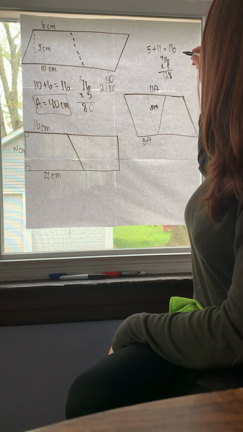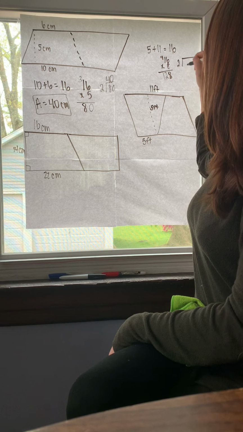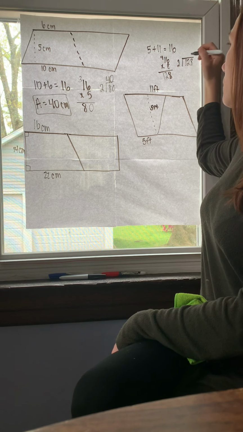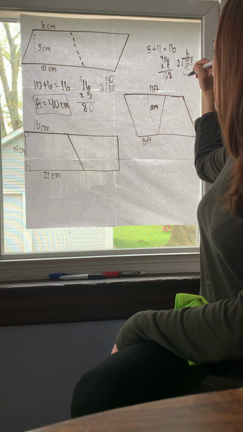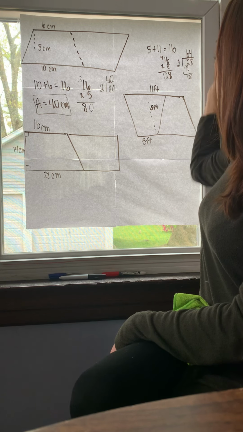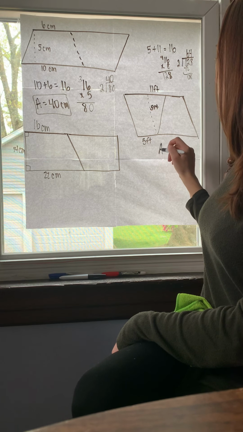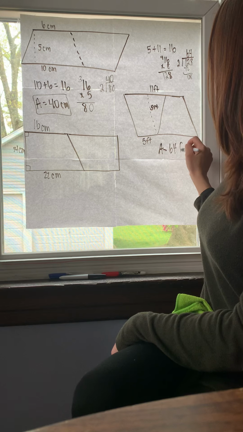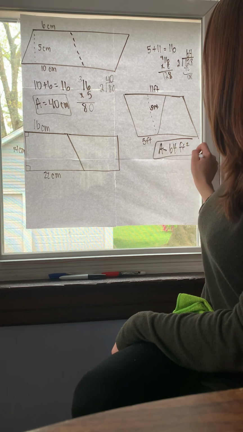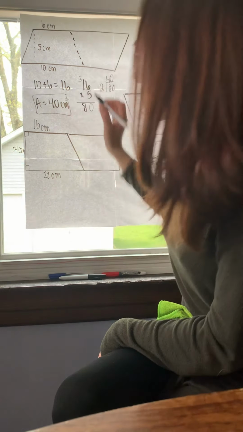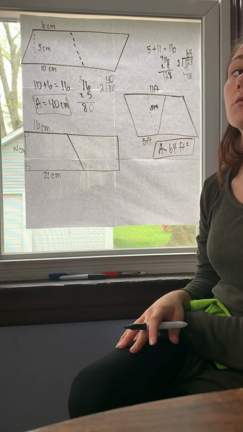So I need to divide. 2 goes into 12 6 times, and 2 goes into 8 4 times. So my area here is 64 feet squared. Don't forget, you have to put squared. I forgot to put squared up there.